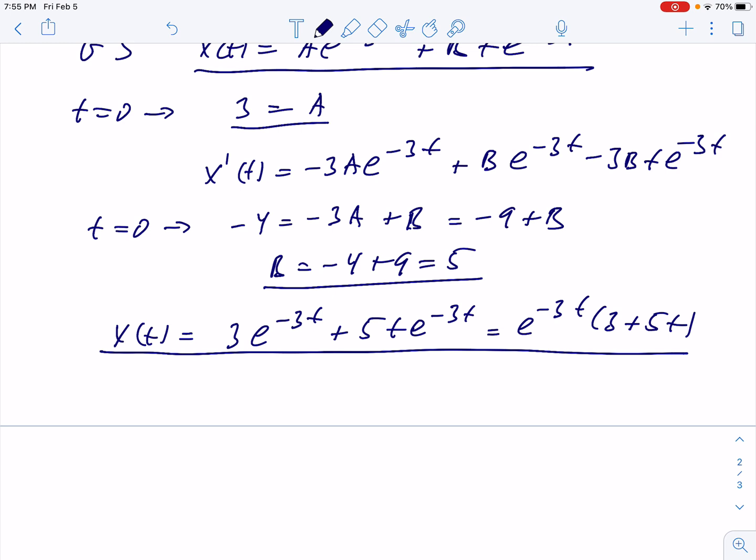This is enough for the case with repeated roots. The case of complex roots we shall do separately, next time.